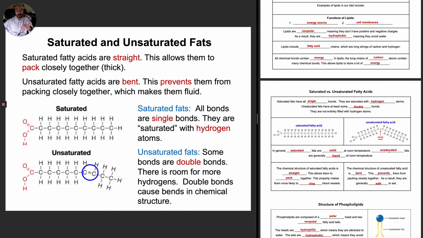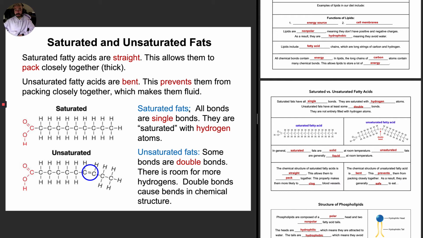If you want to listen and then pause and write it down, that works too. So saturated fatty acids are straight. So you see here, it's a straight line, right? It's a long straight chain of carbons with hydrogens. And because they're straight, this allows them to pack together. And we're going to come back to that idea. Similarly, unsaturated fatty acids are bent, and that prevents them from packing closely together, and that makes them fluid. And we're going to come back to that idea as well.